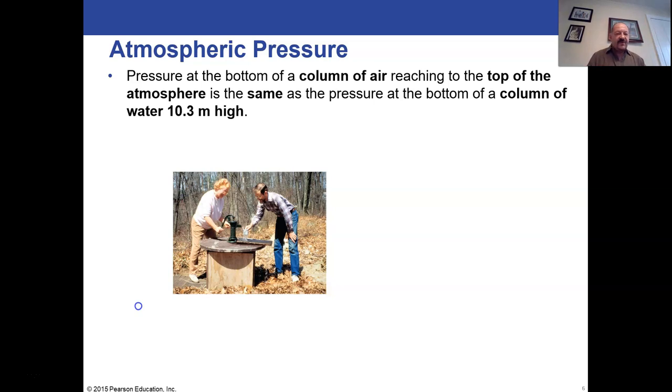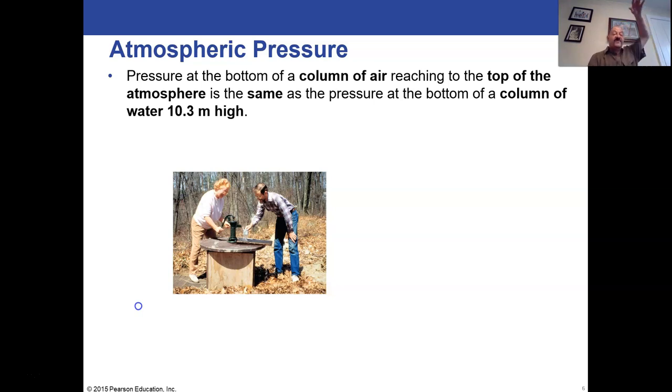Well, if you said, okay, how high would a column of water have to be to match the weight of that air? So if you have a column of air that goes all the way up to the top of the atmosphere and you said, what's that weigh? And then you said, okay, let's make another column made of water. How high do we have to go in the water to get the same weight? Well, the height we have to go to is 10.3 meters, or about 34 feet.